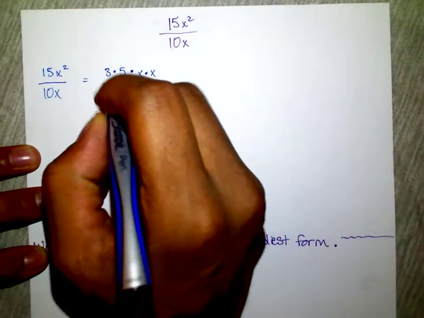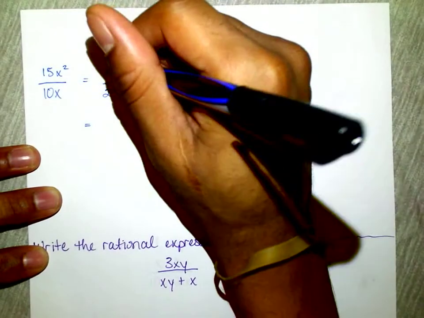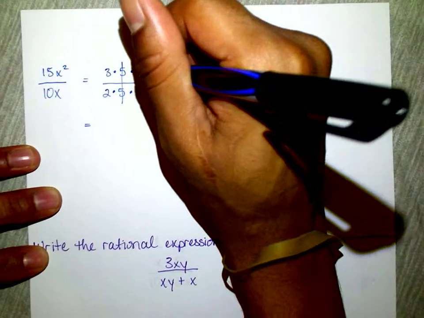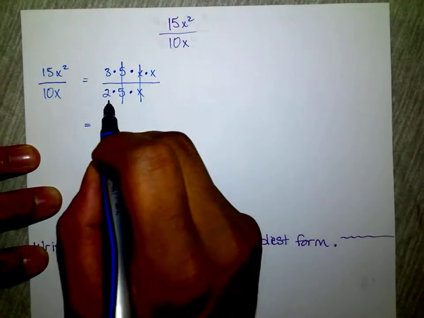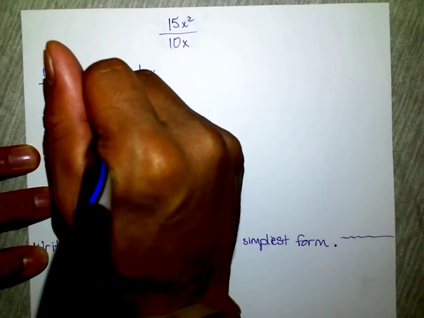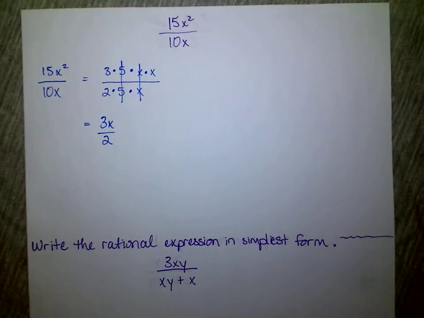Now I can go ahead and simplify this. Things are going to cancel out. 5's cancel out. X's cancel out. So I'm left with 3x on the top over 2. So my final answer is going to be 3x divided by 2. All right.